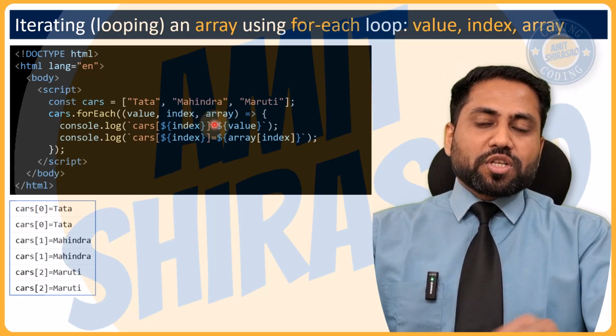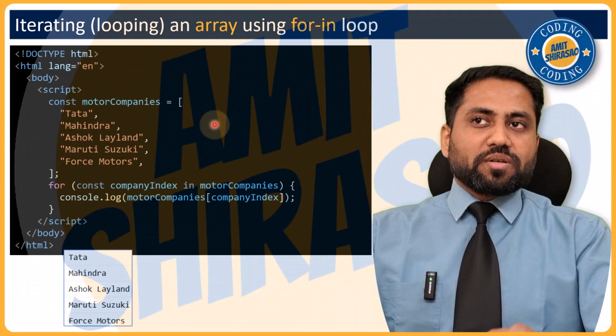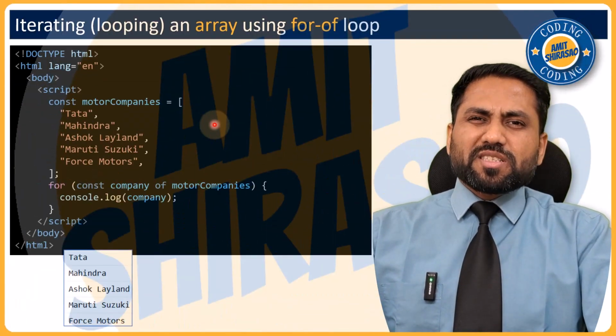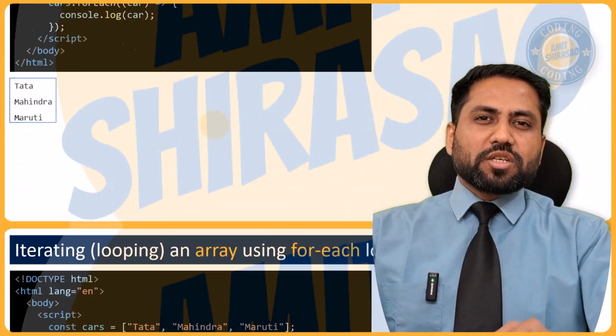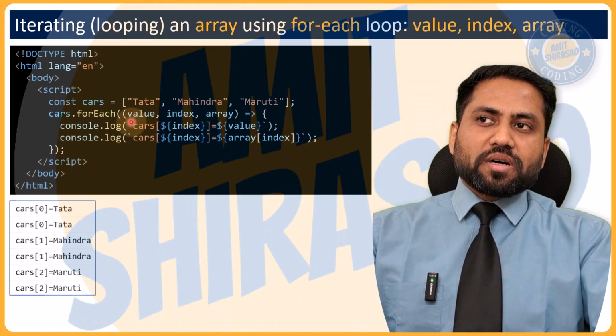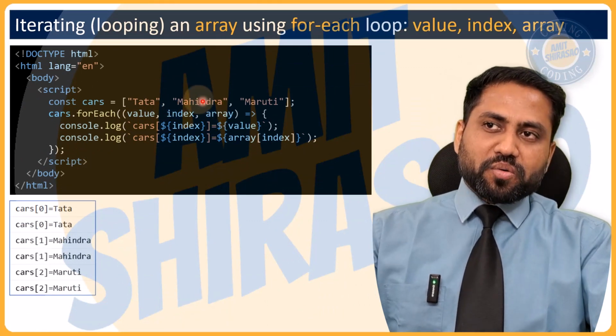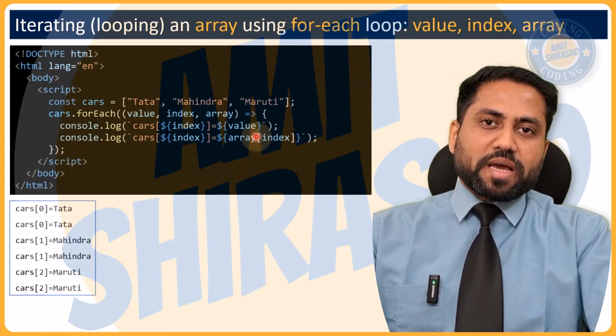So basically for each came because of the confusion about where to use for in and where to use for of. If you are getting confused, then just remember to use for each. For each gives you the luxury to use the value, the index, as well as the original array. So use for each as far as possible.